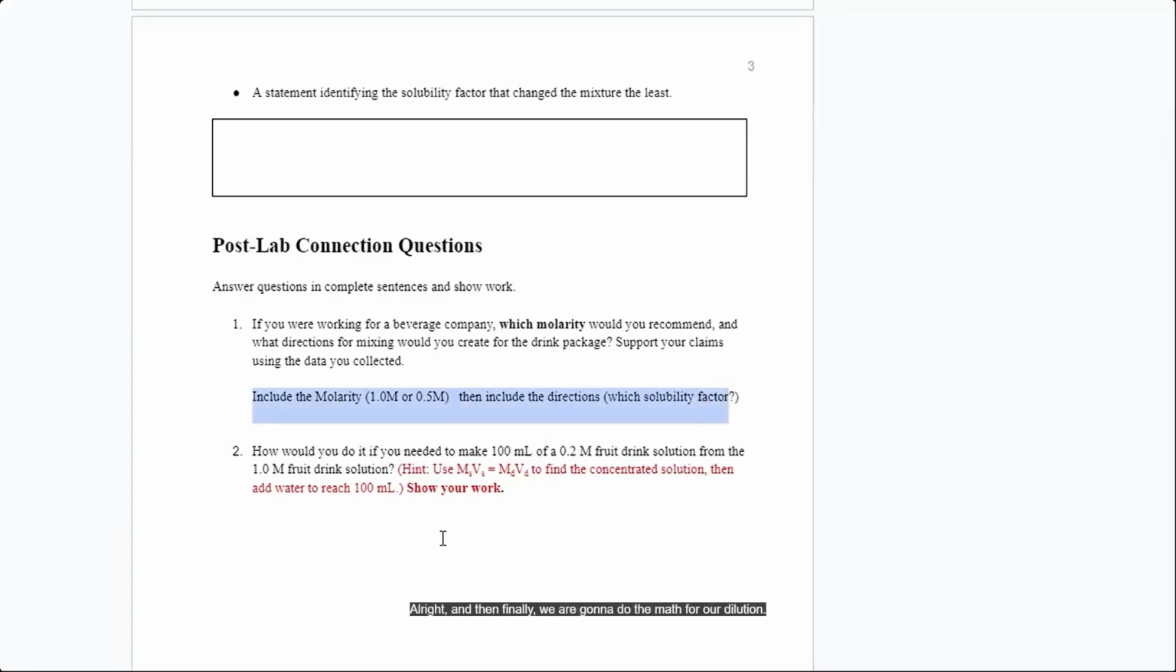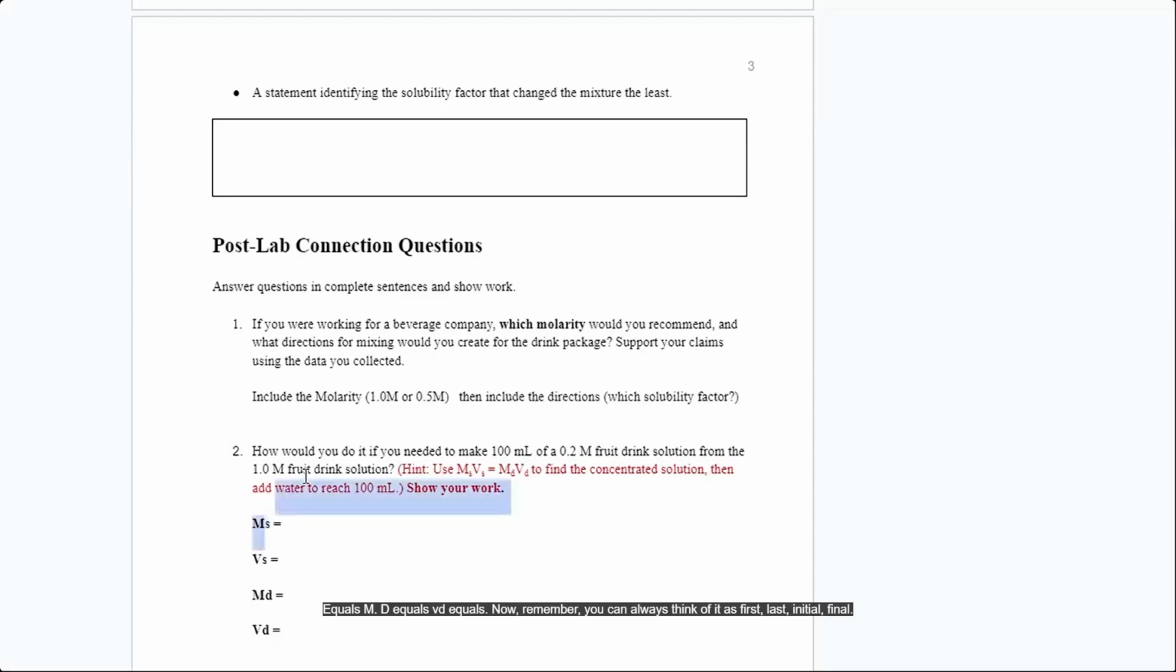All right, and then finally, we are going to do the math for our dilution. So starting with the dilution, what I recommend doing is writing MS equals, VS equals, MD equals, VD equals. Now remember, you can always think of it as first, last, initial, final.